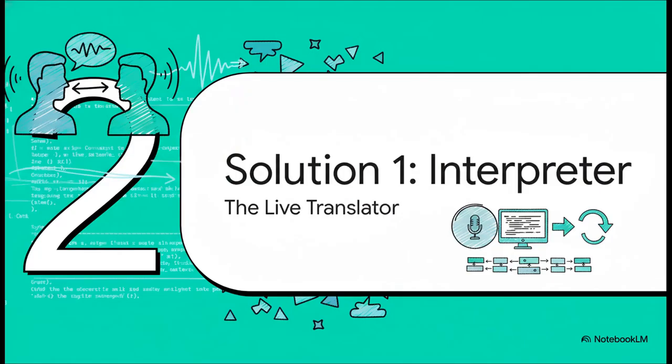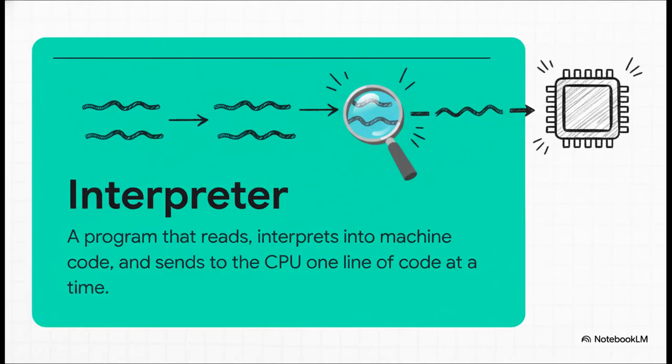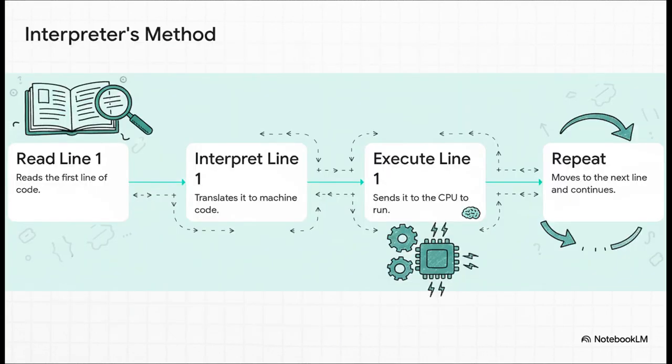Well, our first solution is kind of like having a live, simultaneous translator sitting right next to you. This is the world of the interpreter. Okay, so an interpreter is a program that does its job on the fly. It doesn't bother translating your whole program all at once. Instead, it reads one single line of your code, translates just that line into machine code, and then immediately hands it off to the CPU to execute. The process here is really sequential and immediate. The interpreter grabs that first line, translates it, the CPU runs it. Then it just moves on to the second line and does the exact same thing, repeating this whole cycle until it hits the end of your program.